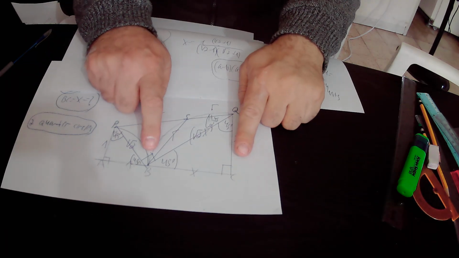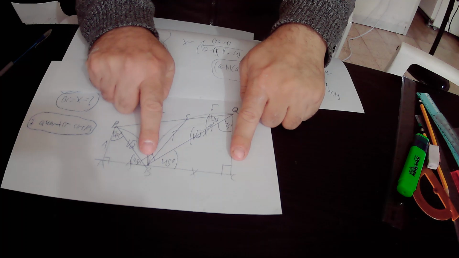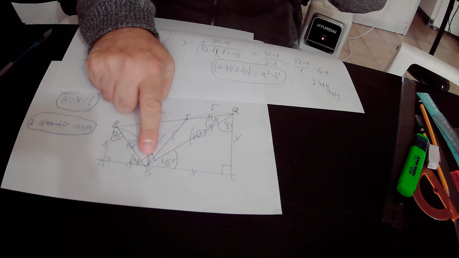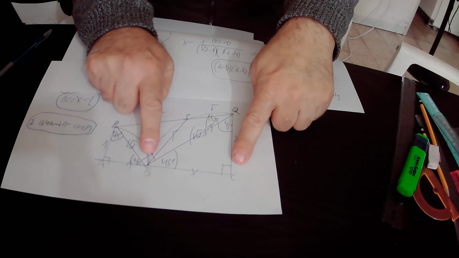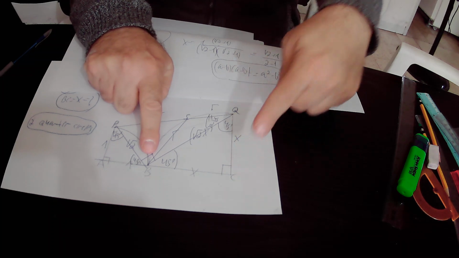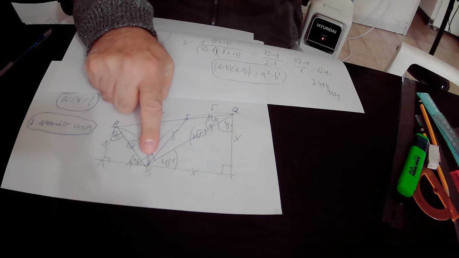So in conclusion, we found that the length of line segment BC, which equals x, is equal to the square root of 2 plus 1 units in length, or BC, which is equal to x, equals 2.414 units. Okay?